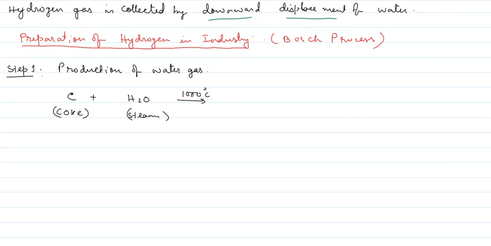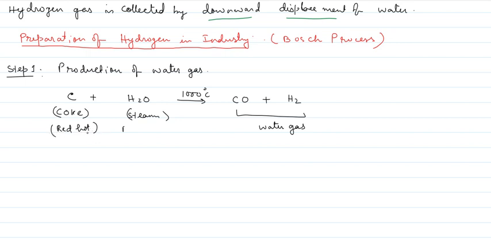So the pressure will be very high, and at that pressure and temperature this reaction takes place. Carbon monoxide is formed and hydrogen gas is formed, and the mixture of these two is called water gas. Remember that. So when coke and hot steam react at 1000 degrees Celsius, carbon monoxide and hydrogen combine to form water gas. Here the coke which is taken is red hot coke. Remember that red hot coke is taken.